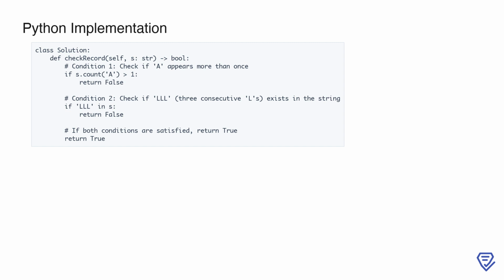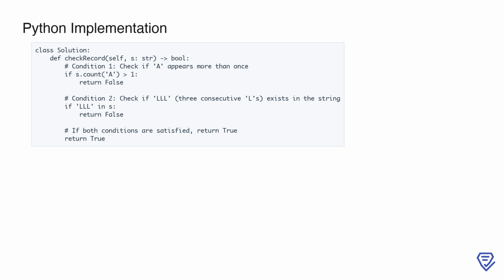1. Check for excessive absences. The first condition is to ensure the student has no more than one A in the record. This is achieved using Python's count method on the string. If s.count('A') exceeds 1, the function immediately returns false.